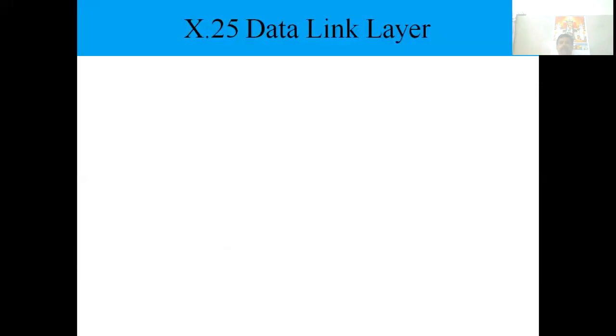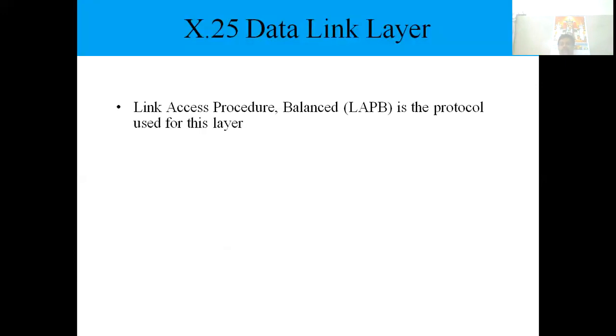Okay. Now next one is the data link layer. In the data link layer, the type of protocol we are using is the link access procedure balanced protocol.